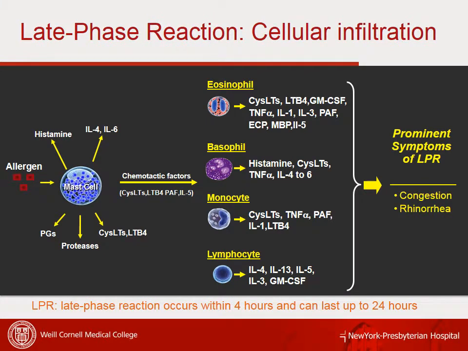So this is the late phase reaction, and this is where we see many of those chemotactic factors causing recruitment of cells, such as eosinophils, basophils, monocytes, and lymphocytes, and you can see all the mediators that these cells bring to the party as well. And this produces the prominent symptoms of the late phase reaction, such as congestion and rhinorrhea. And while the early phase occurs within minutes, the late phase reaction can occur within hours and last even up to a day.